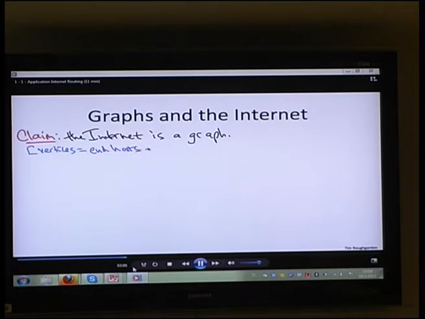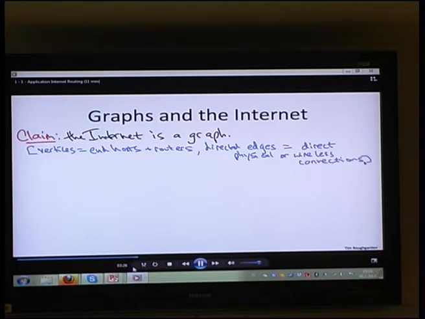the internet. So machines that generate traffic, machines that consume traffic, and machines that help traffic get from one place to another. So the edges are going to be directed, and they're meant to represent physical or wireless connections, indicating that one machine can talk directly to another one, by the physical link between the two.